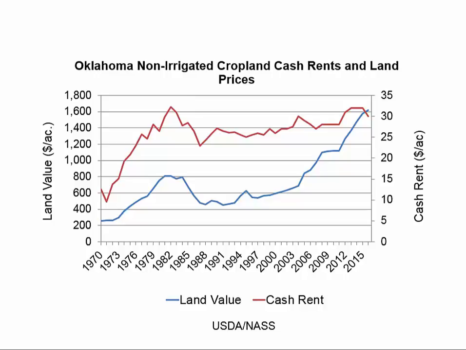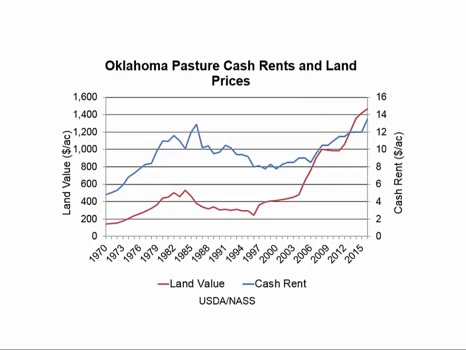Cash rents, shown with the red line, also increased dramatically in the 1970s, but have trended up only modestly since the mid-1990s. Average cropland cash rents dipped back down to $30 per acre in 2016, based on USDA National Ag Statistics Survey data. The chart for pasture cash rents and land prices has a pattern like that of cropland.